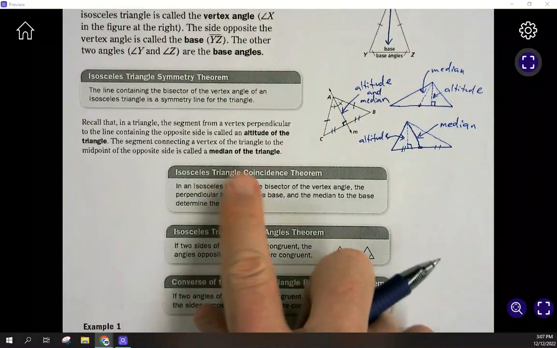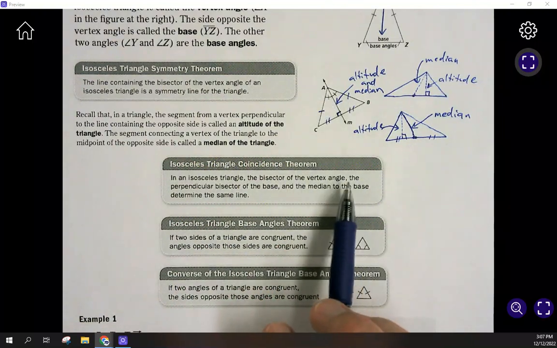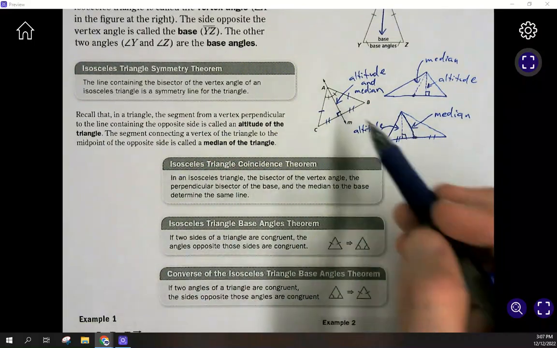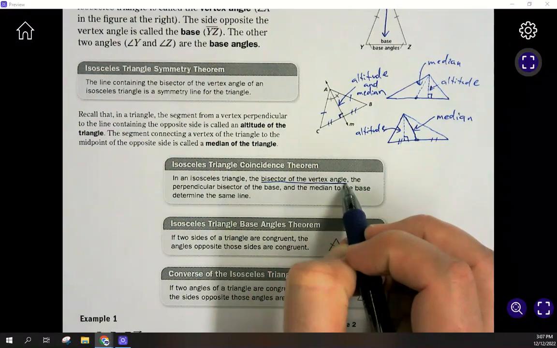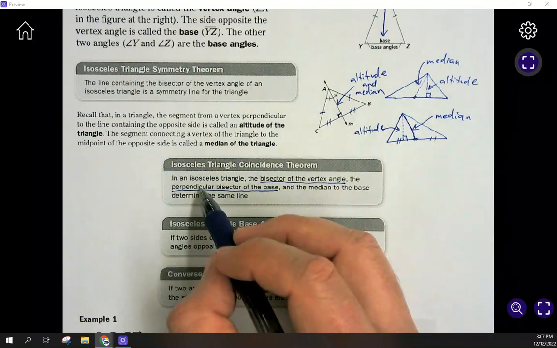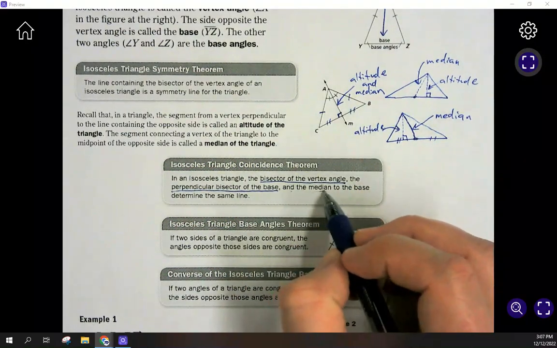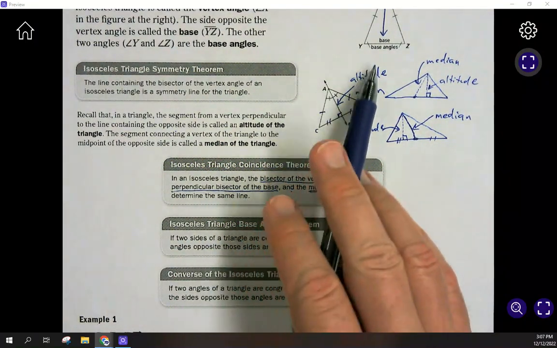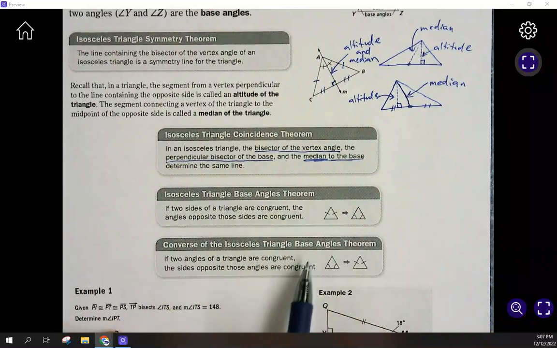All right. A couple theorems here real quick. We already kind of hit on some of them. In an isosceles triangle, the bisector of the vertex angle, the perpendicular bisector of the base, and the median to the base are the same line, and that's what we just showed. This line right here is the bisector of the vertex angle. It's the perpendicular bisector of the base. It's cutting this into two equal pieces, hitting it at 90 degrees. And it's the median to the base, of course. If it's bisecting it, it's hitting the midpoint, which makes it the median to the base. So that's what's special about an isosceles triangle in terms of the altitude, the median, and the bisector of the vertex angle.